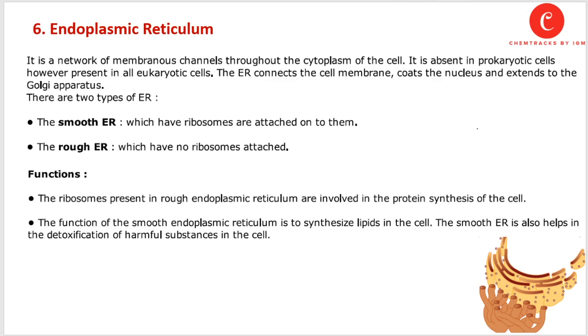Rough endoplasmic reticulum has ribosomes attached to it. Smooth endoplasmic reticulum has no ribosomes attached to its structure. The ribosomes present on rough endoplasmic reticulum are involved in the protein synthesis of the cell. The function of smooth endoplasmic reticulum is to synthesize lipids in the cell. The smooth endoplasmic reticulum also helps in detoxification of harmful substances in the cell.